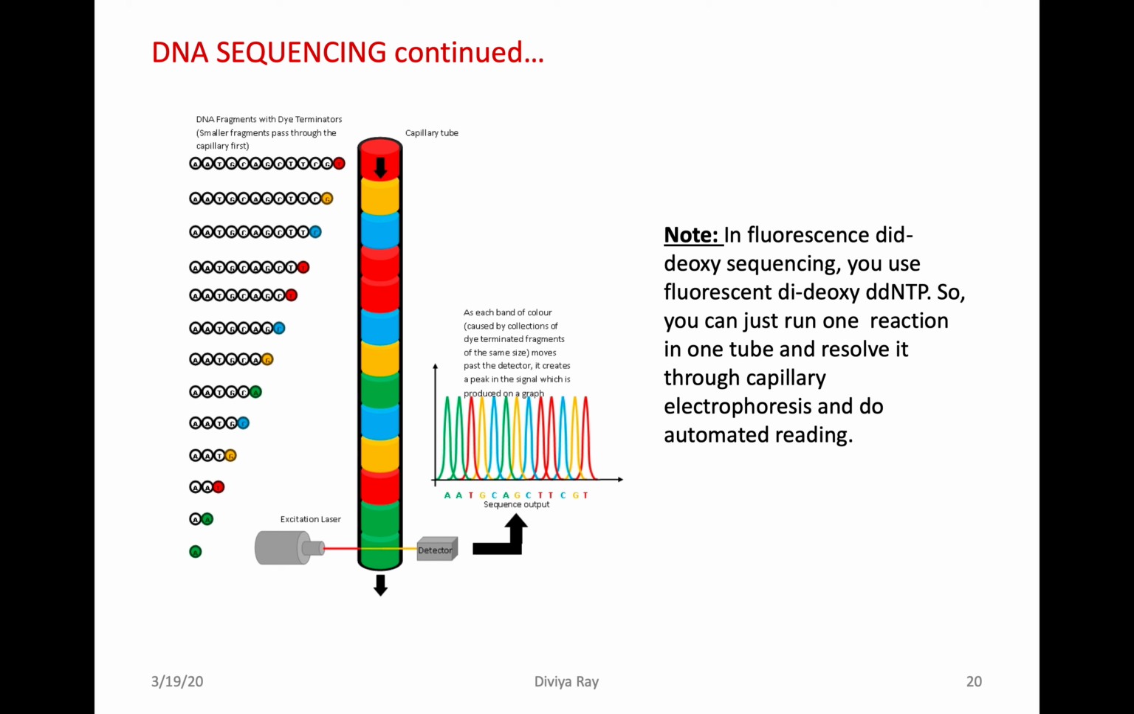Nowadays, we try not to use radioactivity. So the modified version is, instead of using radiolabeled dideoxybases, you can just use fluorescent tag dideoxybases. And so you don't need to do the reaction in 4 tubes. You can just do it in 1 tube. You can run a capillary gel, and then basically a detector and a computer program will give the sequence to you. So this is the fluorescence dideoxy sequencing method.